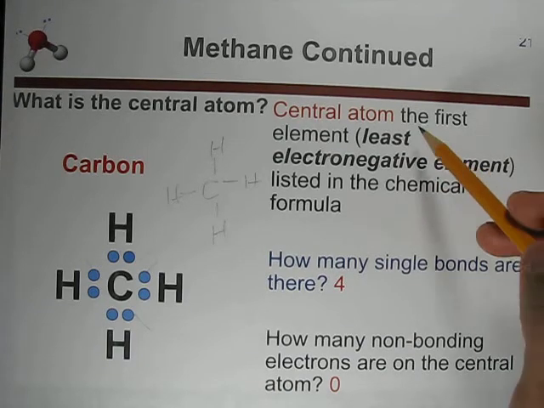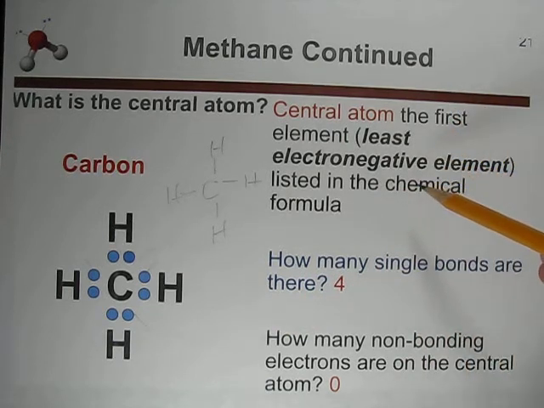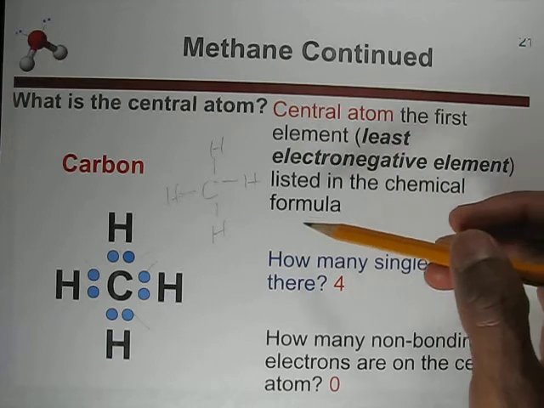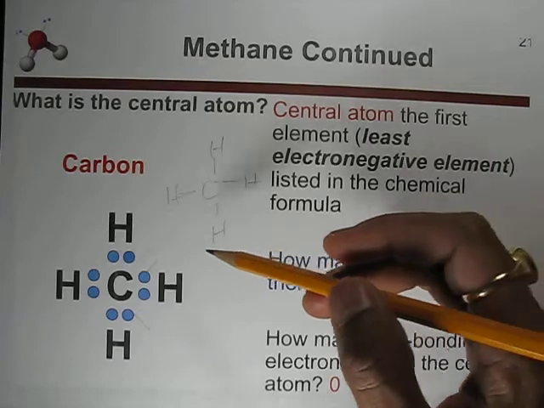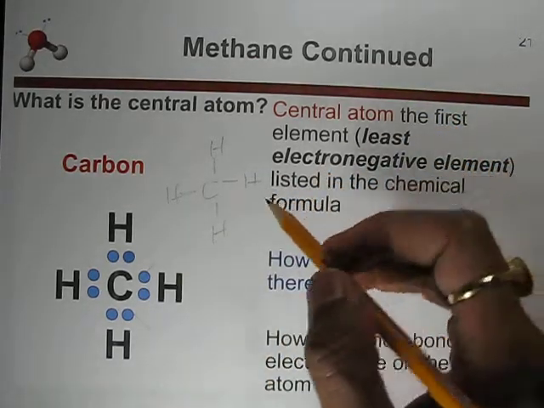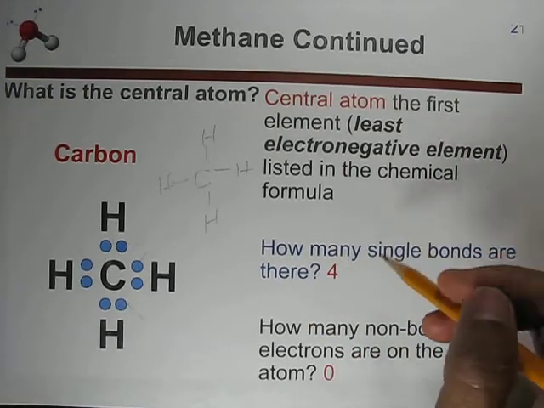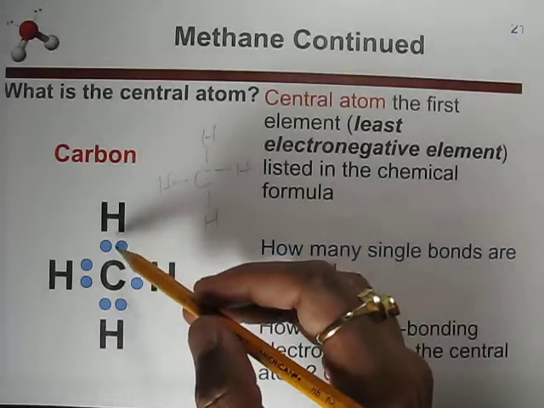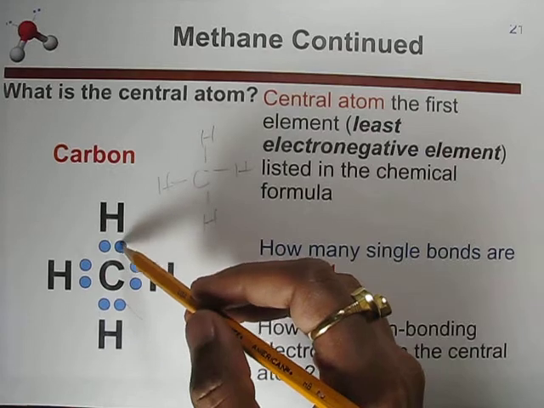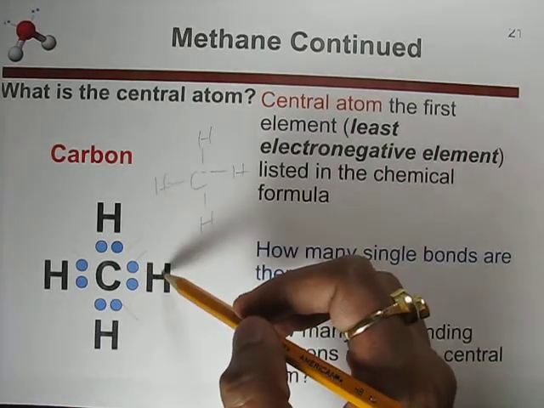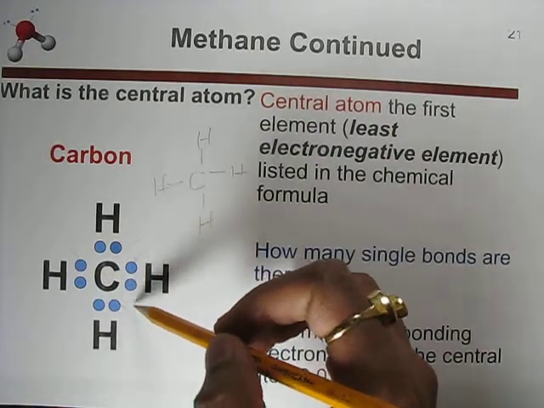We have just studied electronegativity in the previous video, so you can distinguish which is the least electronegative between carbon and hydrogen, and carbon is considered the central atom here. Then we have to write 4 valence electrons for the carbon, 1 2 3 4, and 1 electron for each hydrogen, 1 2 3 and 4.